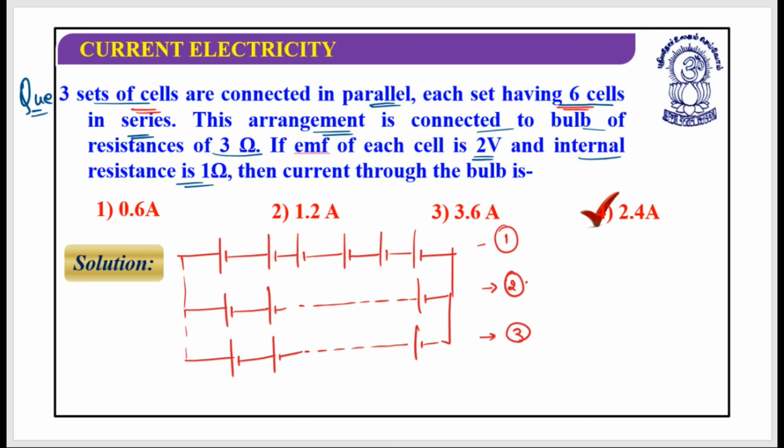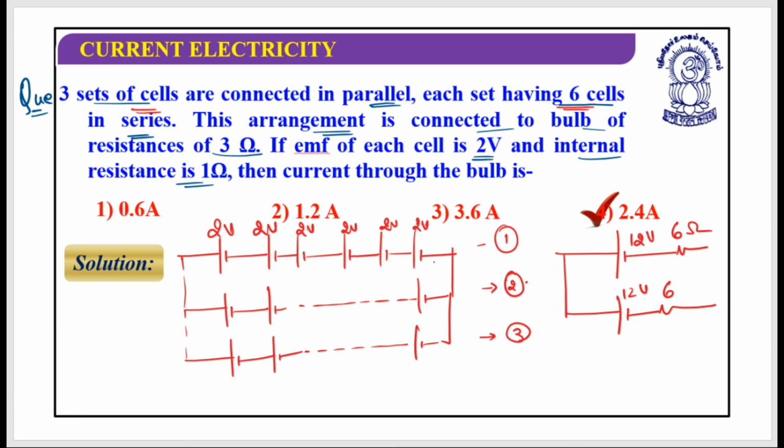These 3 sets are there, and each set has 6 cells, and the EMF of each cell is 2 volt. So it's 2 volt, 2 volt, 2 volt, 2 volt, 2 volt, and so on. Same is the case for every set. If I solve only this line, it's 6 times 2, 12 volt, and their internal resistance is 1 ohm each, so that means this is 6 ohm. One more line is 12 volt and 6 ohm. One more line is 12 volt and 6 ohm.